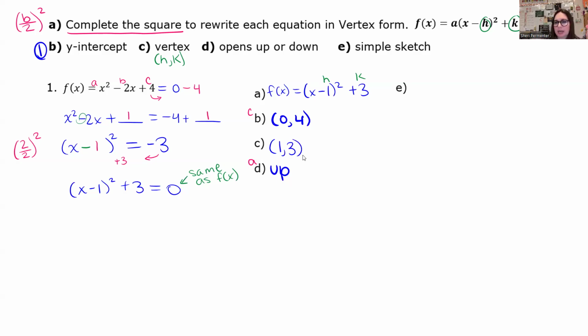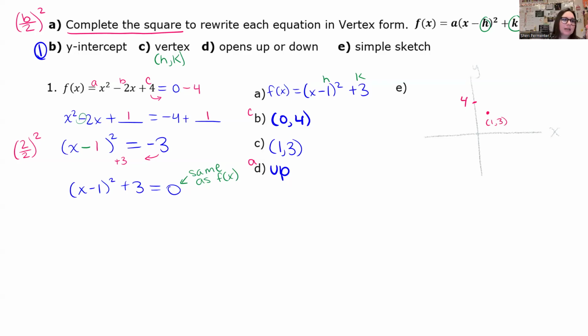Part E tells us to make a simple sketch. Okay, I can make a simple sketch. I'm going to put an X and a Y. So I have an X and a Y, and then I'm going to label it with some of the things that I know. I know that I have a y-intercept at 4. And I'm not scaling anything. I know that up here, I'm going to call that 4. And I know that I have a vertex at (1, 3). Okay, so I'm going to go over about 1 and up 3. So there's my vertex at (1, 3).